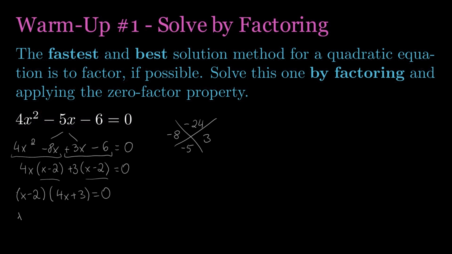So it's either the first one, x minus 2, equals 0, or the second one, 4x plus 3, equals 0. Leading to x equals 2, and then after subtracting 3 from both sides of the other one, we get 4x equals -3, and dividing both sides by 4 leads to the second solution, x equals -3/4.